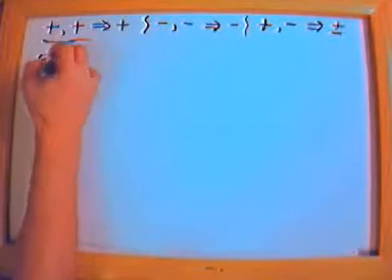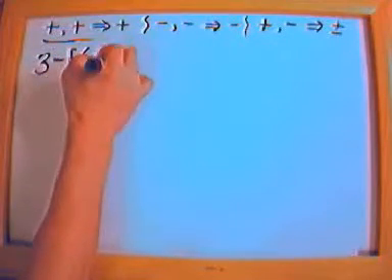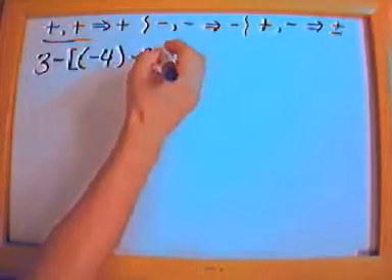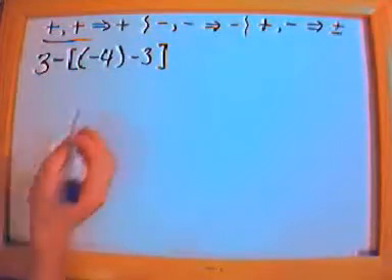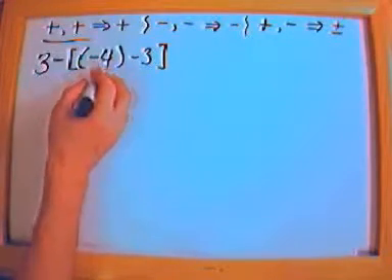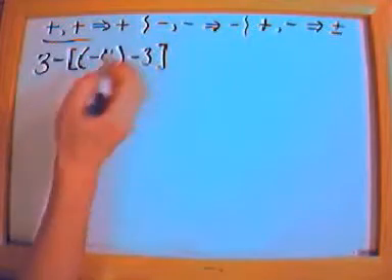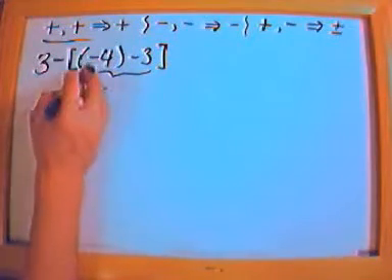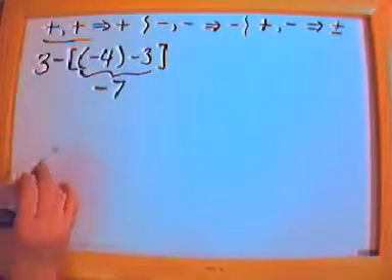3 minus bracket minus 4 minus 3 close bracket. So we want to work with the inside first. Minus 4, which is negative, minus 3 is kind of like plus a negative 3, so it's negative plus a negative. The answer inside of here will be negative. To get the number, we just add them. 4 plus 3 is 7. So the answer in here is negative 7.